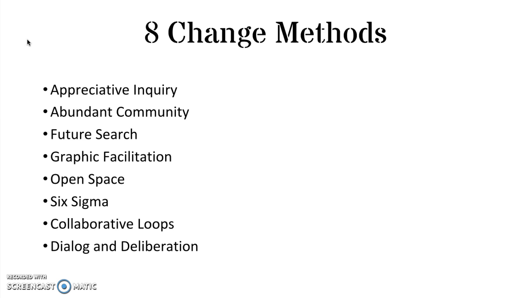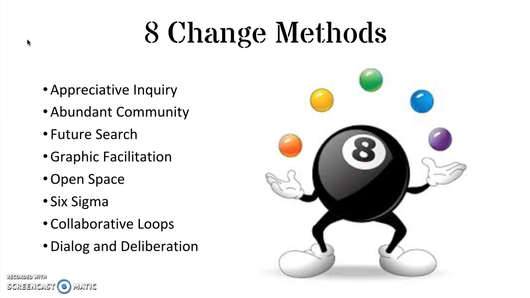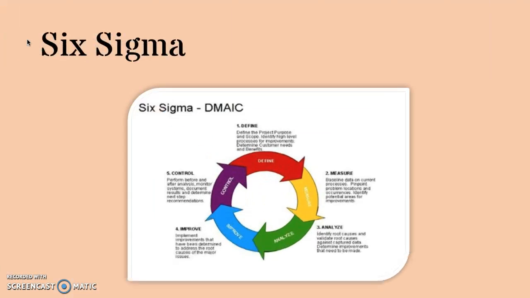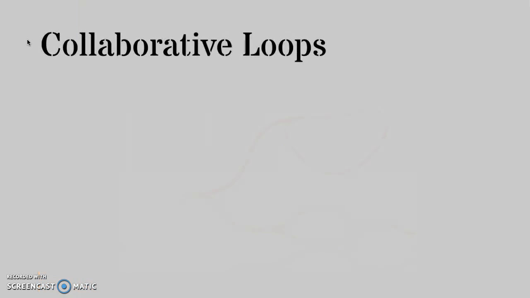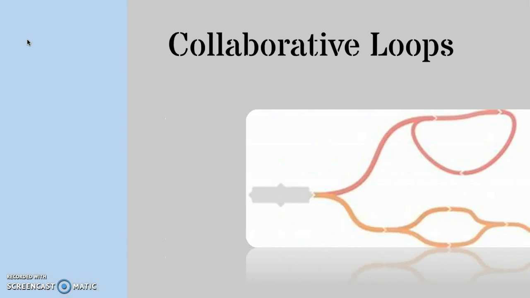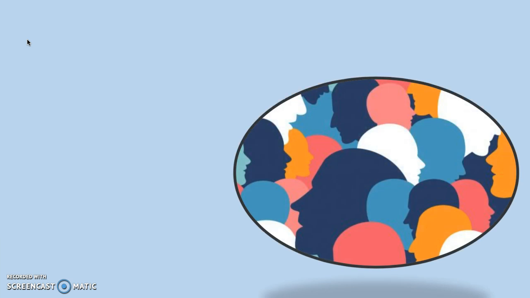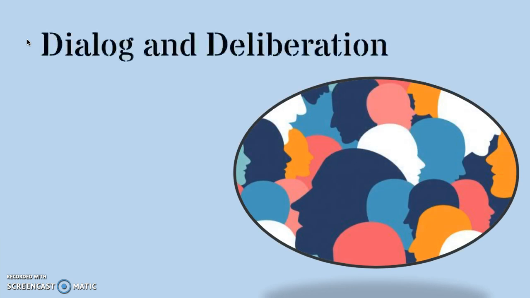The 8 change methods. As we constantly experience change, the change methods were created to aid the change process for a variety of purposes in communities or organizations. The 3 methods I selected were Six Sigma, collaborative loops, and dialogue and deliberation. I selected these 3 methods because they resonated with me in regards to their focus on collaborating and using creativity.